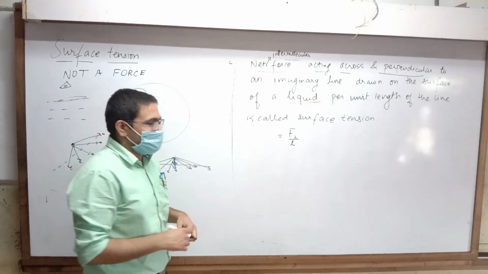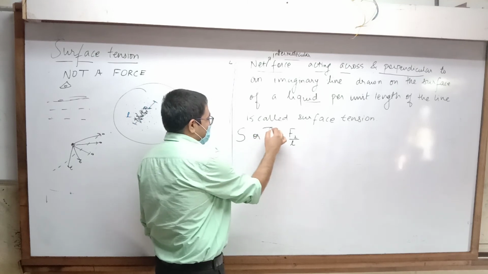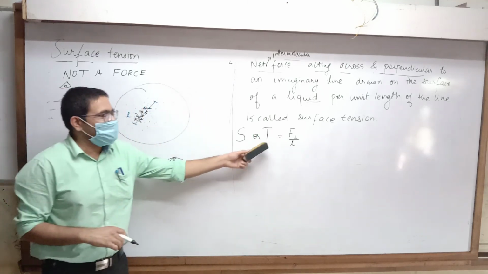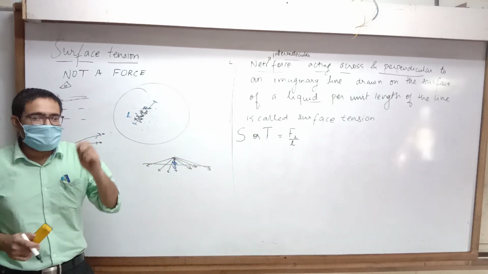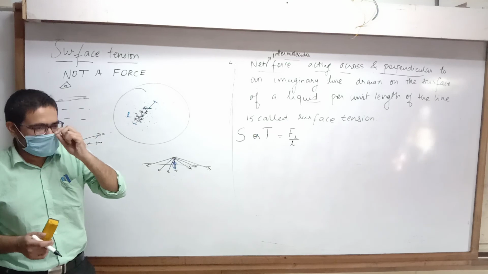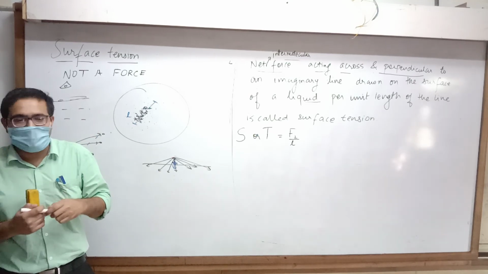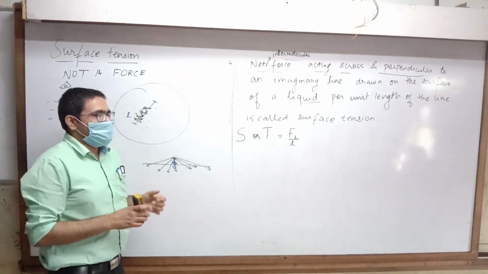The symbol of surface tension is either S for surface tension or T for surface tension. If T confuses you, use X because T is for tension. Then T will be used for so many other things, right? T for time period, T for temperature, which we still have to do in thermal physics, right?